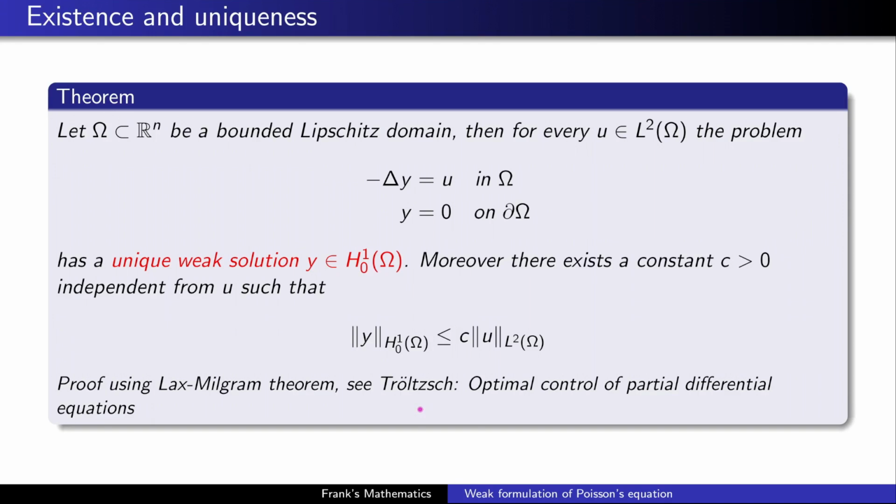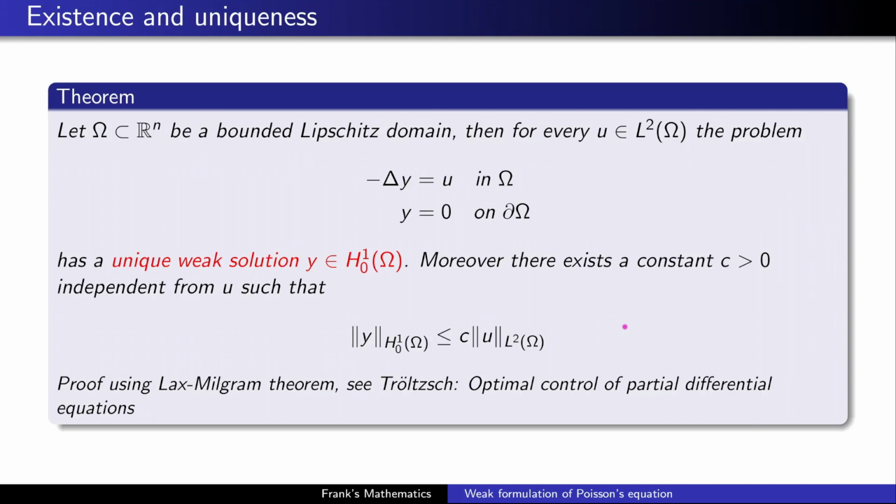And even more, we do not have only existence and uniqueness, we also have some stability, meaning that the solution y is bounded in the H01 norm by the L2 norm of u. And this is sometimes helpful when you want to prove some error estimates or something like this.